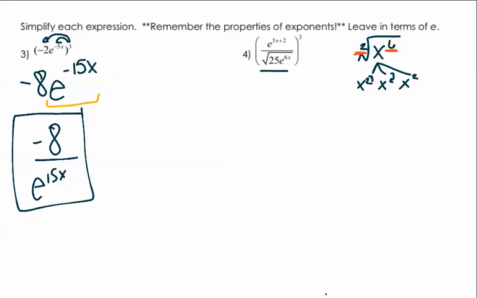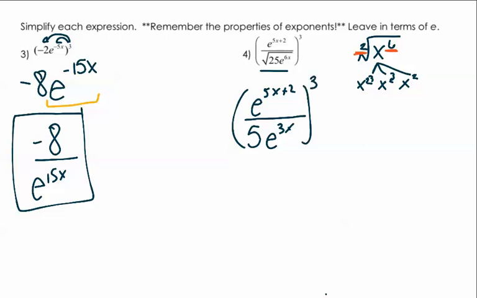So as we think about simplifying the square root of 25e to the 6x, we're going to think about simplifying the square root of 25, which is just going to be 5, and then e to the 6x means, how many groups of 2 can you make? You can make 3. So e to the 3x is going to come out of that radical, and this is all cubed.